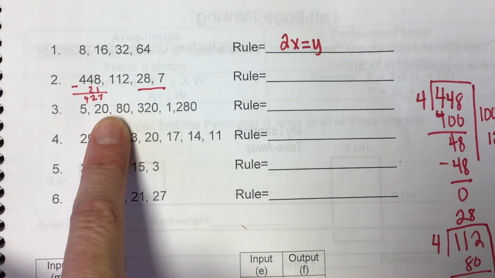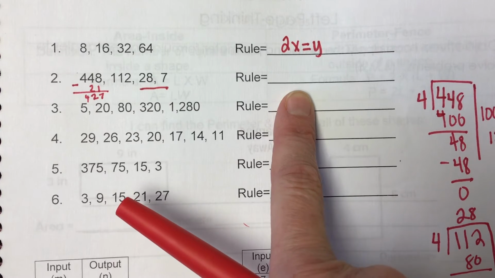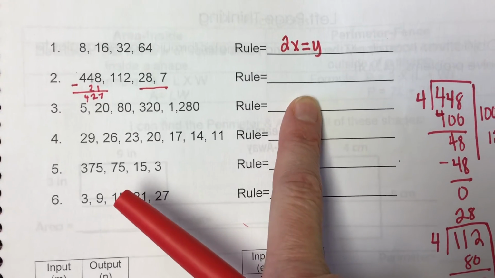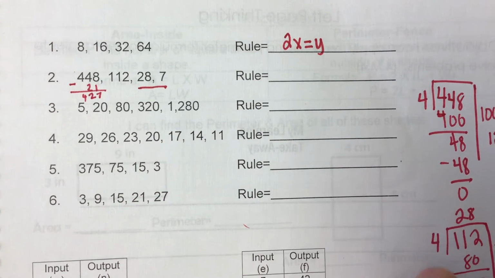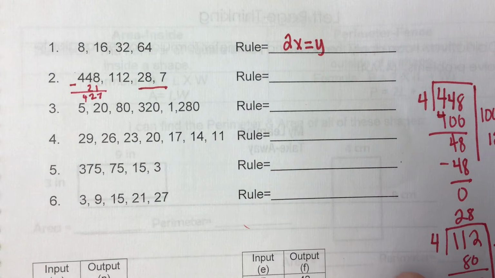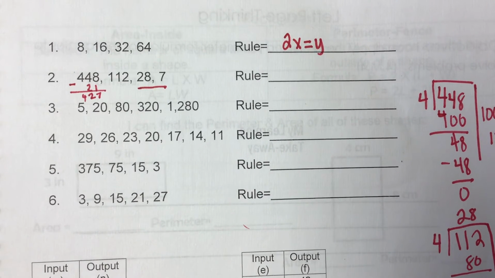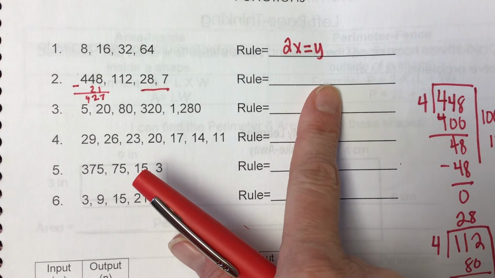Okay? How can I write the rule as an equation with x and y? What is my rule? Nolan? 4 divided. We have 4x equals y. No, not 4x. That would be multiplying by 4. We're dividing by 4.